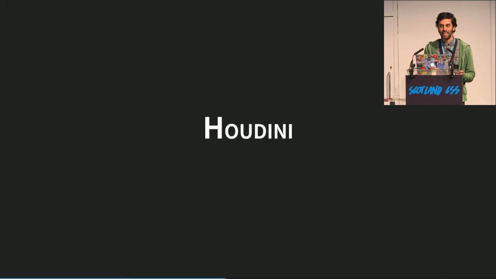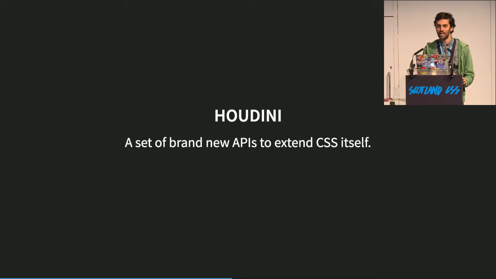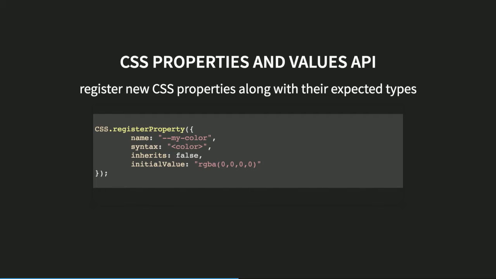Cool. Houdini, when I was saying font display is my second favorite, Houdini is my first. It's not a property, it's a set of specifications. And the idea is each one of these specifications are designed to extend CSS. Right now, the support is quite limited. I think Chrome has some experimental support if you enable experimental platform features, but it's still interesting to talk about. So I'm going to cherry pick a few specs, and we're going to discuss what they allow you to do.